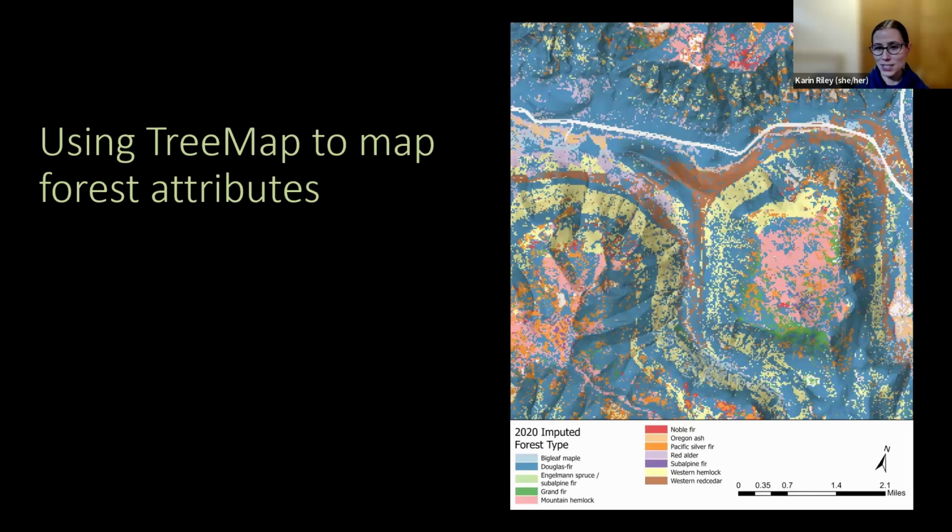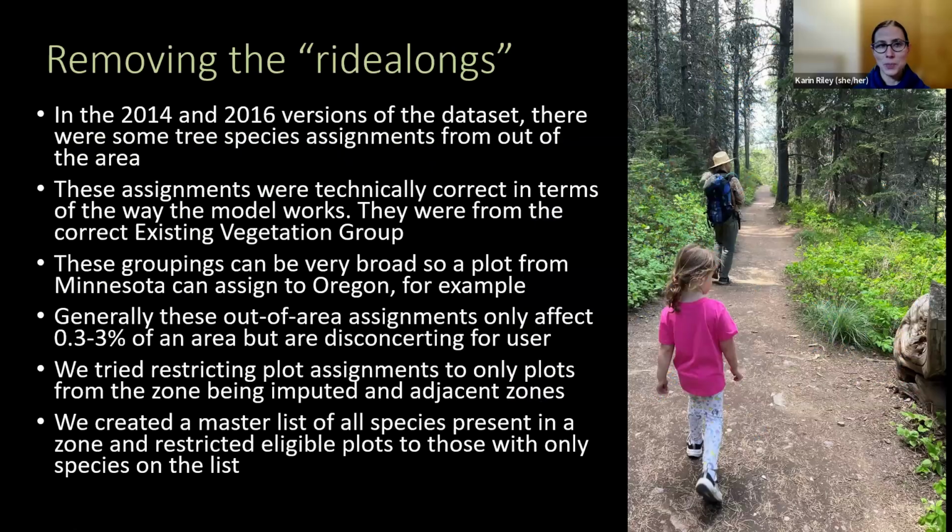One of the reasons I want to draw attention to the forest type is that in the past, users have alerted us that they have seen some species assignments in there that do not look like they should come from the area. So we've dubbed this the ride-along problem. You'll see that in the 2014 and 2016 versions of the data set. If you look at the way the model works, these assignments actually were technically correct because they were coming from the correct existing vegetation group, but there were some strange downstream effects of that. The existing vegetation group can be really broad. So a plot from Minnesota, for example, can assign to Oregon. So we saw some balsam fir plots in Oregon.